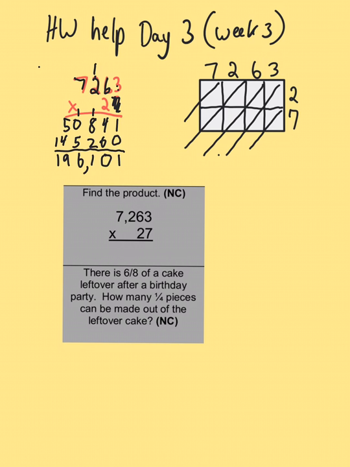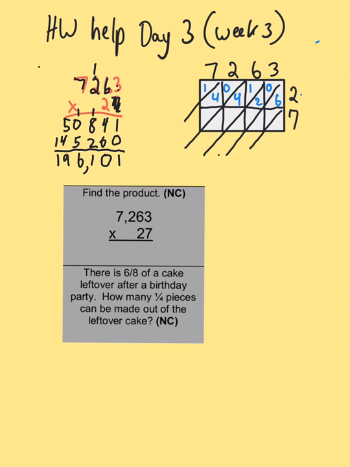Now doing lattice, do the same thing, but I'm going to multiply each box. So I'm going to start with the 2 times all of the numbers on top. 2 times 3 is 6. 2 times 6 is 12. 2 times 2 is 4. 2 times 7 is 14.